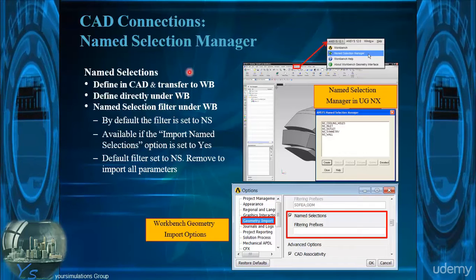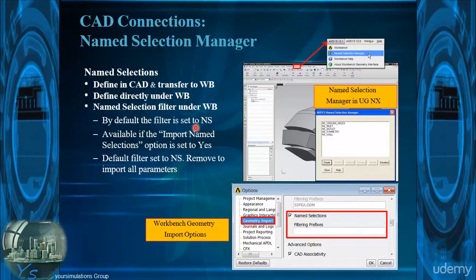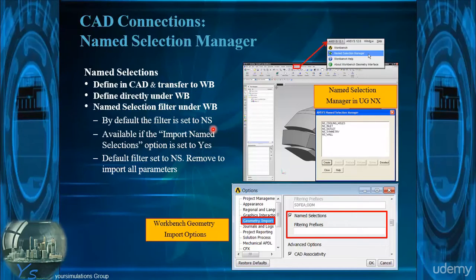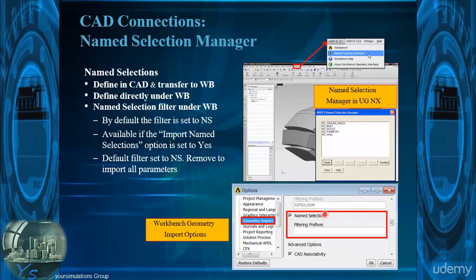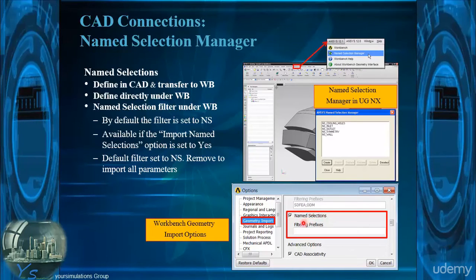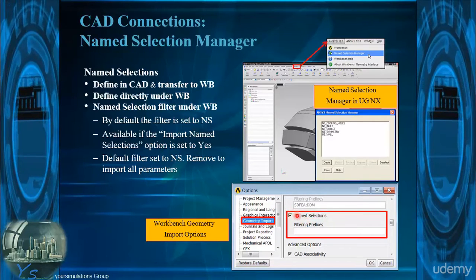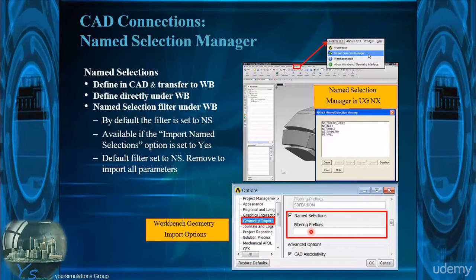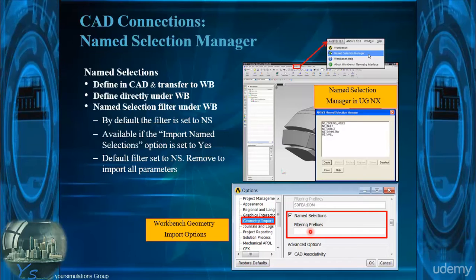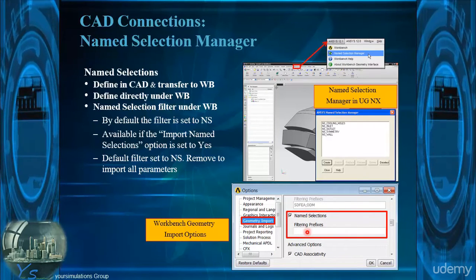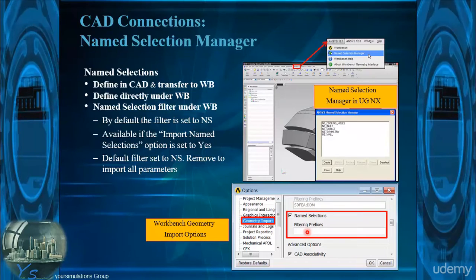Just as with DS for parameters, there's a default filter or prefix for name selections called NS, but we can edit this. You can see here the options for geometry import, name selections selected to say yes, bring in the name selections, and then your filtering prefixes. If we want all of the name selections in, we can just drop this prefix back to blank, as we can see here, and that will bring all of the name selections in regardless of any prefixing.